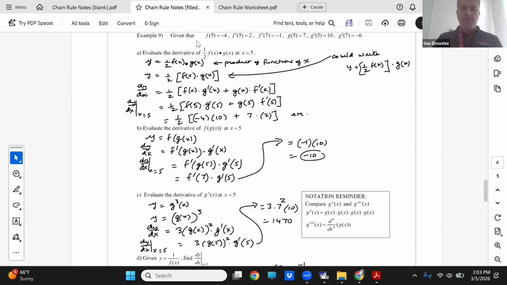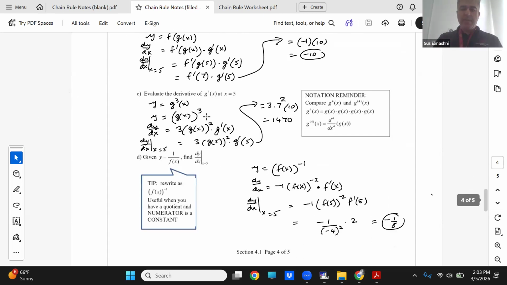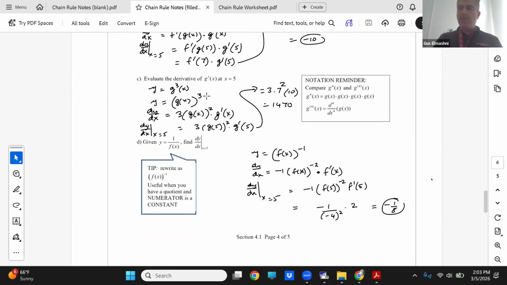And just for good measure, for D, you don't have to do a quotient rule, by the way. You could if you want. But if you write f of x raised to -1 power and use the chain rule, move -1 to the front, drop the exponent by 1, multiply to the inside, and work it all out, you get -1/8. If you want to do quotient rule, go for it. You totally get the same answer.